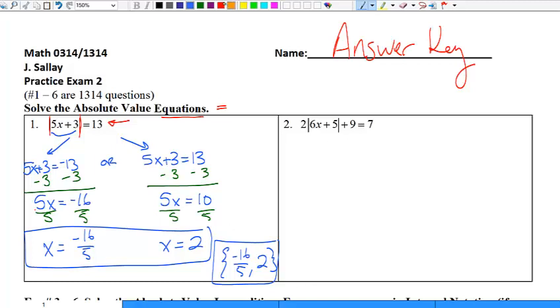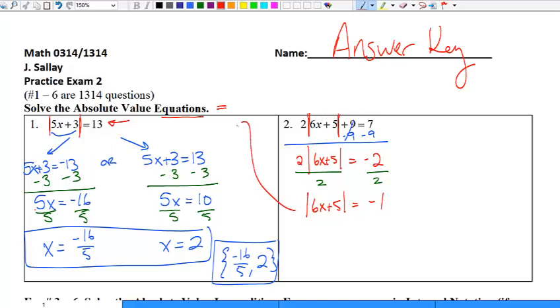Now on number 2, notice that the bars are not all by themselves. We've got this plus 9 out here, and we've got to multiply by 2 in front. So we need to fix that up first before we can identify if the right-hand side is positive or negative. So I know the 7 looks like, oh, it's positive, it's going to work, but we don't know yet because we have to solve for the bars. So we have 2 times the bars equals, I subtract 9 from both sides, and I get negative 2. Now I'm going to divide both sides by 2, which gets me the absolute value of 6x plus 5 is equal to negative 1.